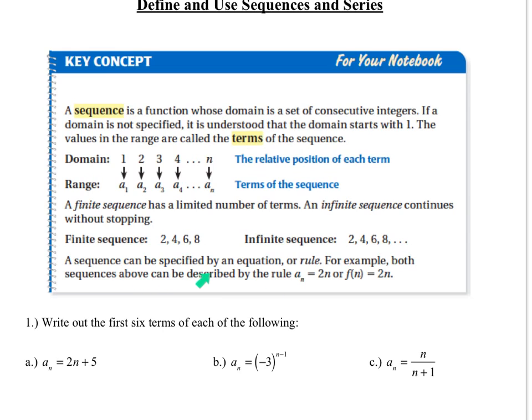A sequence can be specified by the equation, or what we call a rule. For example, both the sequences above are described by a sub n, that's the general term, is equal to 2 times n. And then also f of n is equal to 2n. Typically in this unit we will write it as a sub n is equal to 2n.